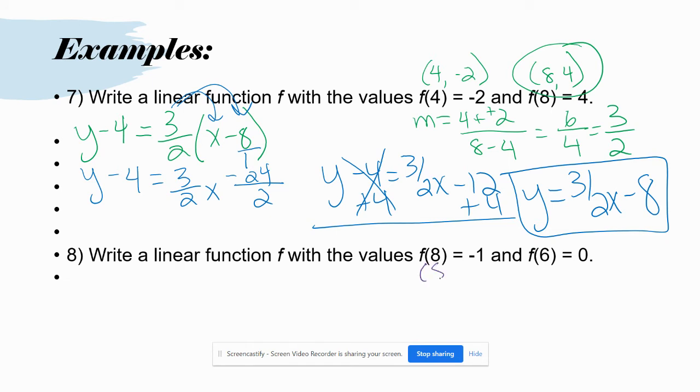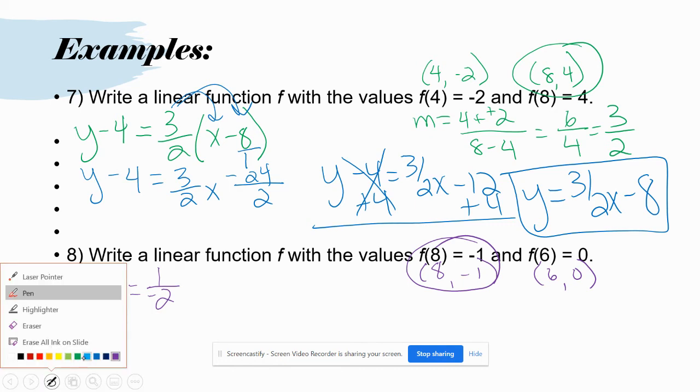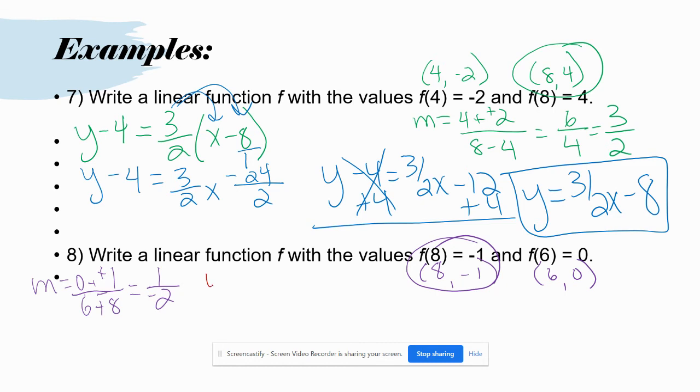Number 8, we have our ordered pair here of 8, negative 1. The ordered pair here of 6, 0. So for slope, we have 0 minus negative 1 over 6 minus 8. Add the opposite. 0 plus 1 is 1. Add the opposite. 6 plus negative 8 is negative 2. So our slope is negative 1/2. I'm going to use this first ordered pair because I need to start with writing point slope form. So we have y minus negative 1 is negative 1/2 times x minus 8.